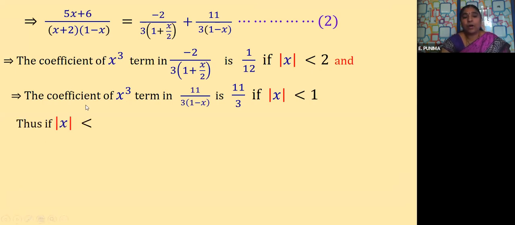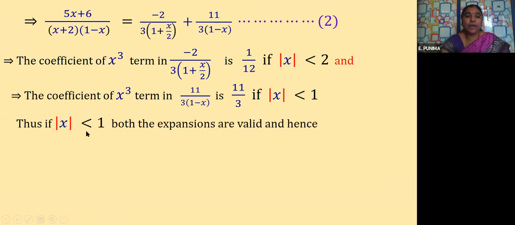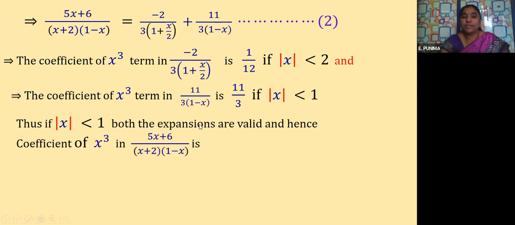Thus, if mod x is less than 1, both the expansions are valid. And hence the coefficient of x cube in (5x plus 6) by (x plus 2)(1 minus x) is, here the two coefficients should be added together. What do we get? 1 by 12 plus 11 by 3, which is 45 by 12 when adding by taking the LCM. Next, it is nothing but 15 by 4.